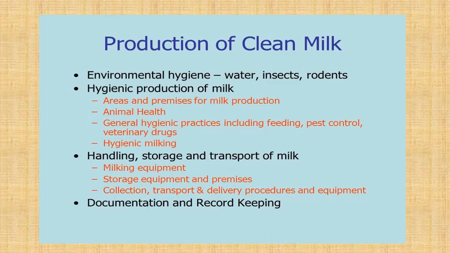Then handling, storage and transport of milk. As we have mentioned, the milking equipment should be clean and hygienic. Then further transfer them to the cans, which should be hygienic and clean. Then storage equipment and storage premises. There should be a separate premise or room for storage of milk after the milking. Then collection, transport and delivery procedures and equipment. After milking, first it goes to the collection center, and sometimes it will go to the chilling center, and from there with the tanker it will go to the milk plant, dairy plant or milk processing plant. For all this process, there should be proper documentation and record about the collection of the milk.